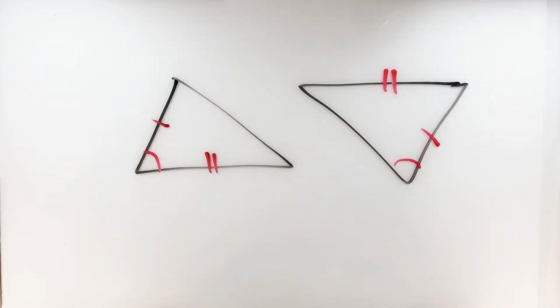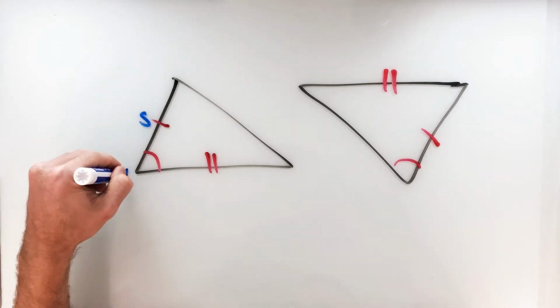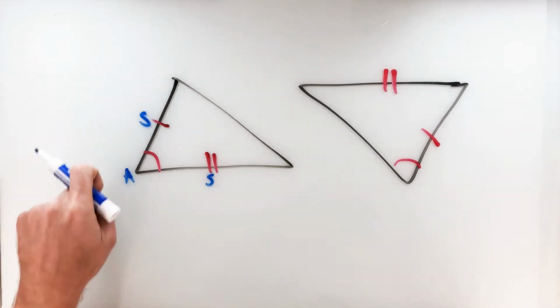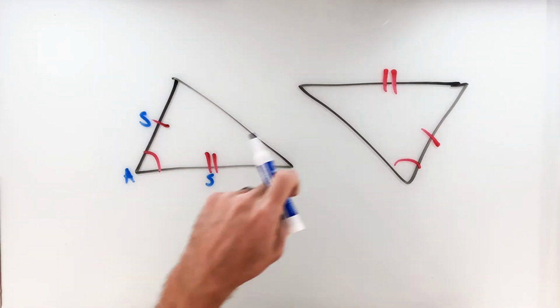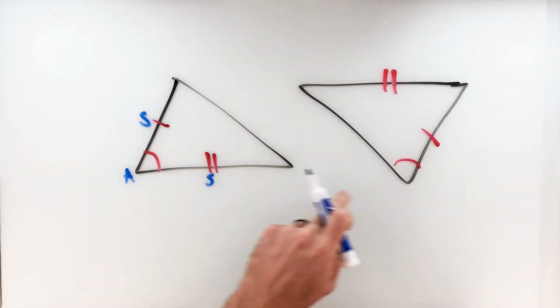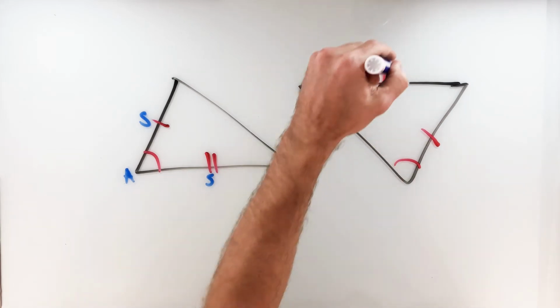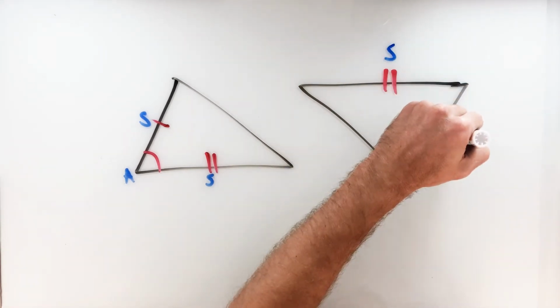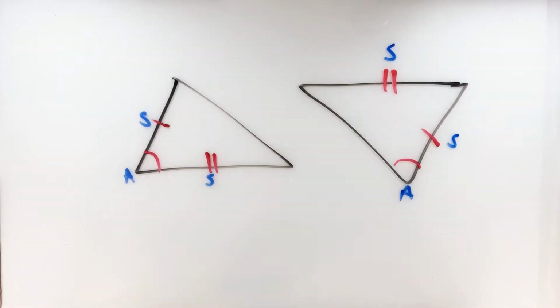Well, here's where you've got to be a little careful. Here, the order is a side, then an angle, and then a side. So the angle is in between the 2 sides. Is that set up the same over here? You can see that angle is not in the right spot. You've got the side, then a side, and then the angle down here at the bottom. So these angles are not in the same spot. They don't match up.